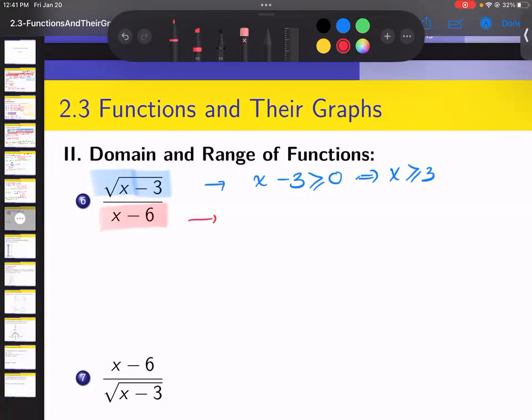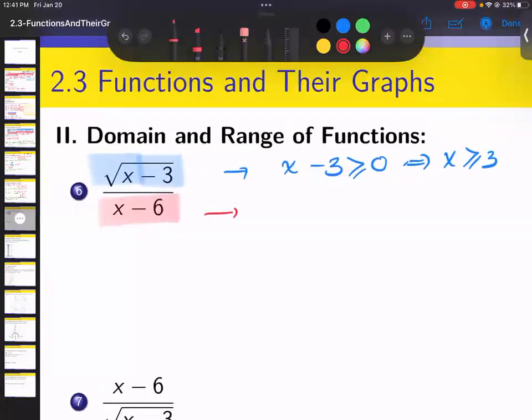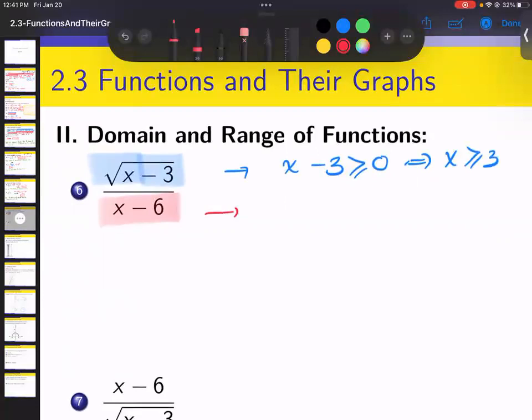What kind of function is in the denominator? It's a polynomial, right? The polynomial domain is all real numbers. However, it's in the bottom. So x minus 6 cannot be 0. And then you solve for x.